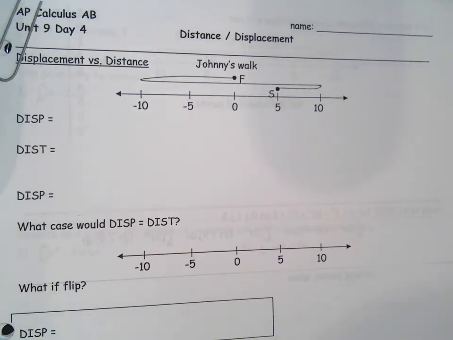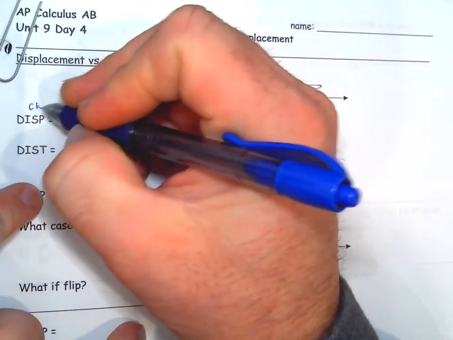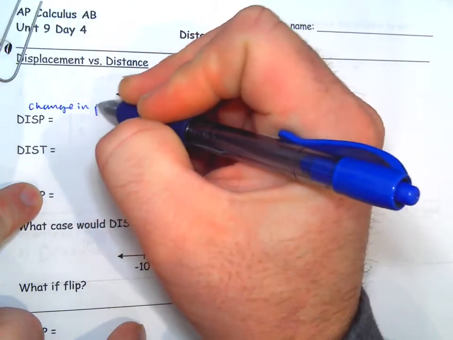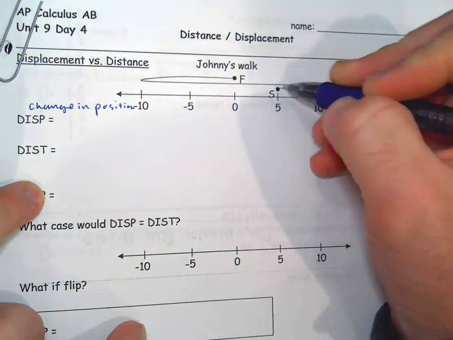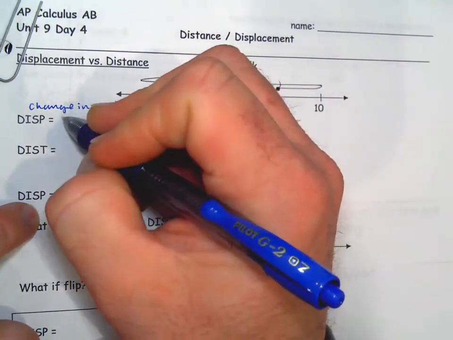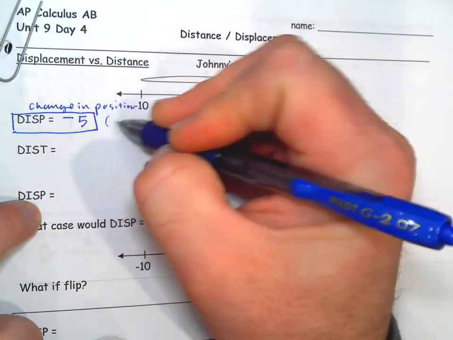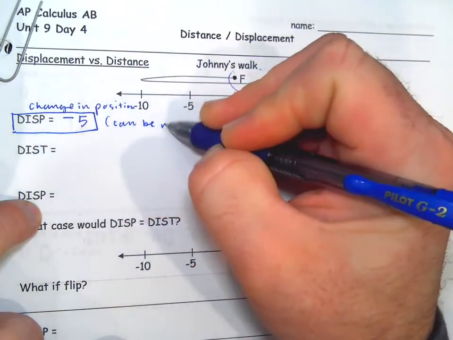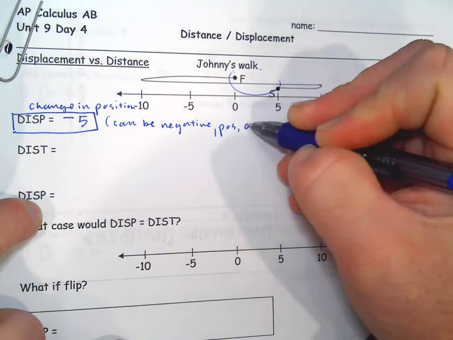So we're going to talk about the idea of distance and displacement. So displacement is just the total change in position, the overall change in position. If we're looking here, from start to finish, the finish point is -5 behind the starting point. It doesn't really matter how we got there, okay? It can be negative, it can be positive, it can be 0.